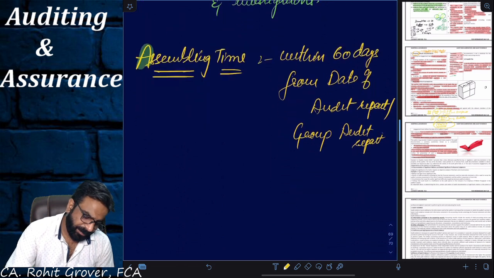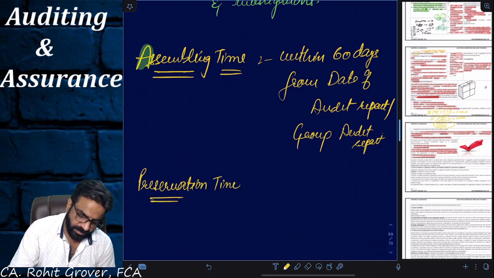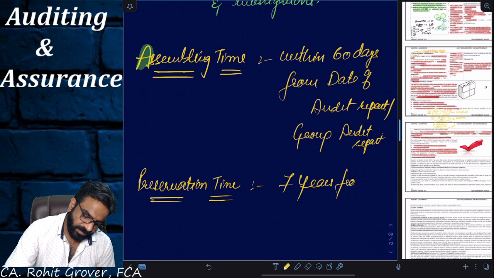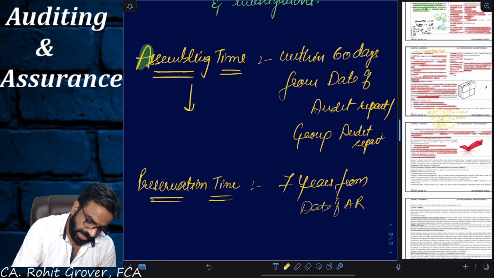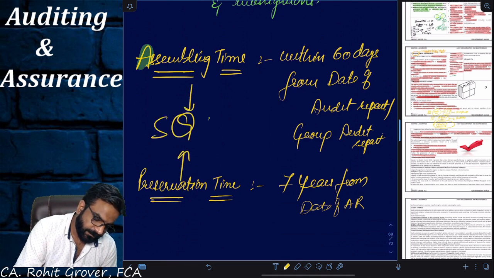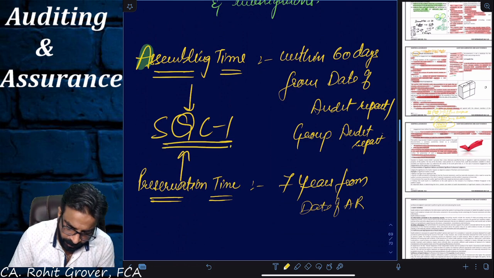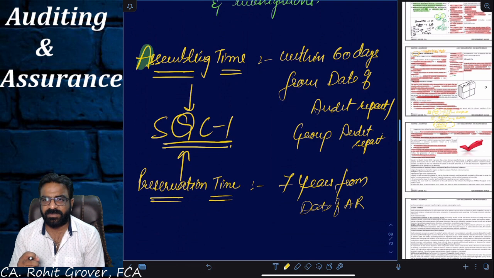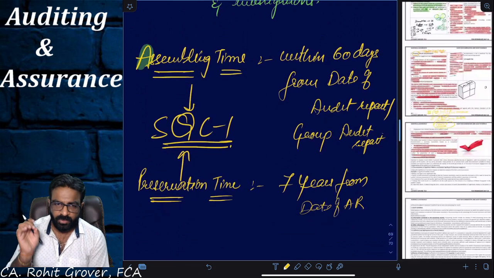And what is the preservation time? 7 years. Preservation time is also what? 7 years, from the date of the audit. And these both things are being told by whom? SQC1. So SQC1 means what? Standard on Quality Control says that if you are an auditor, do these kinds of things.